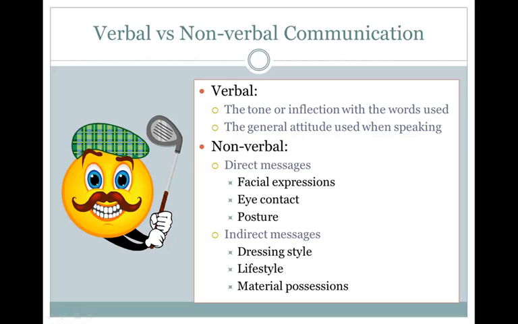And then we have indirect messages, which are really our dressing style, our lifestyle, and our material possessions. So indirect nonverbal cues can be preconceived ideas because of a person's dressing style, lifestyle, or possessions. So for example, if a physician makes rounds on a Saturday morning in maybe shorts, t-shirts, and flip-flops because he's going to play golf afterwards, what message does that really bring to the patients and family versus wearing the formal professional white coat and suit?